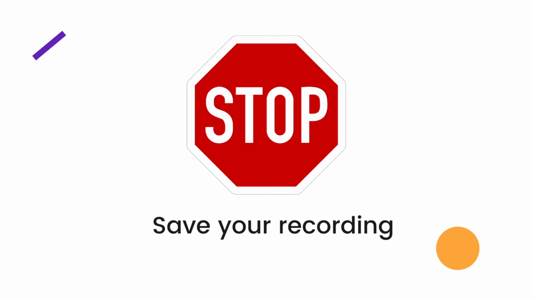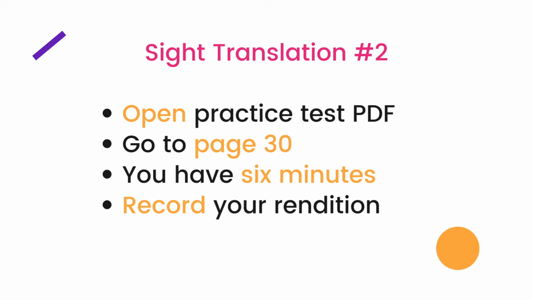Time is up. Please stop your sight translation and make sure to save the recording of your rendition. Sight translation number 2. Now go to page 30 for the second sight translation. In a moment, you will hear me count down from 5. That marks the start of your 6 minutes to sight translate the text. I will let you know when the 6 minutes are up. Don't forget to record your rendition. 5, 4, 3, 2, 1.